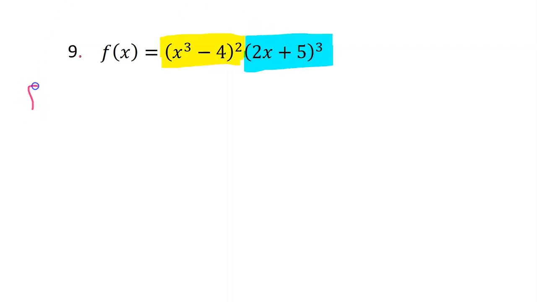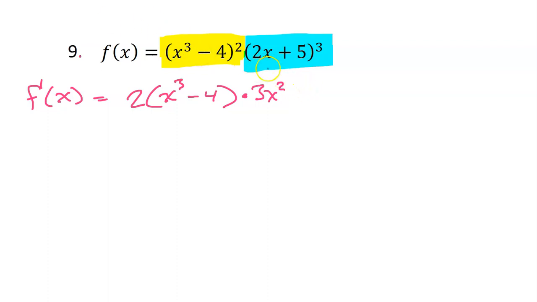When you do the product rule, first you take the derivative of the first factor. So the derivative of the outer function here will be 2 times parentheses, and then I've still got the inner function x to the third power minus 4. I've got to do the chain rule and multiply by the derivative of this inner function. So that will be 3x squared. So everything you see so far is the derivative of the yellow factor.